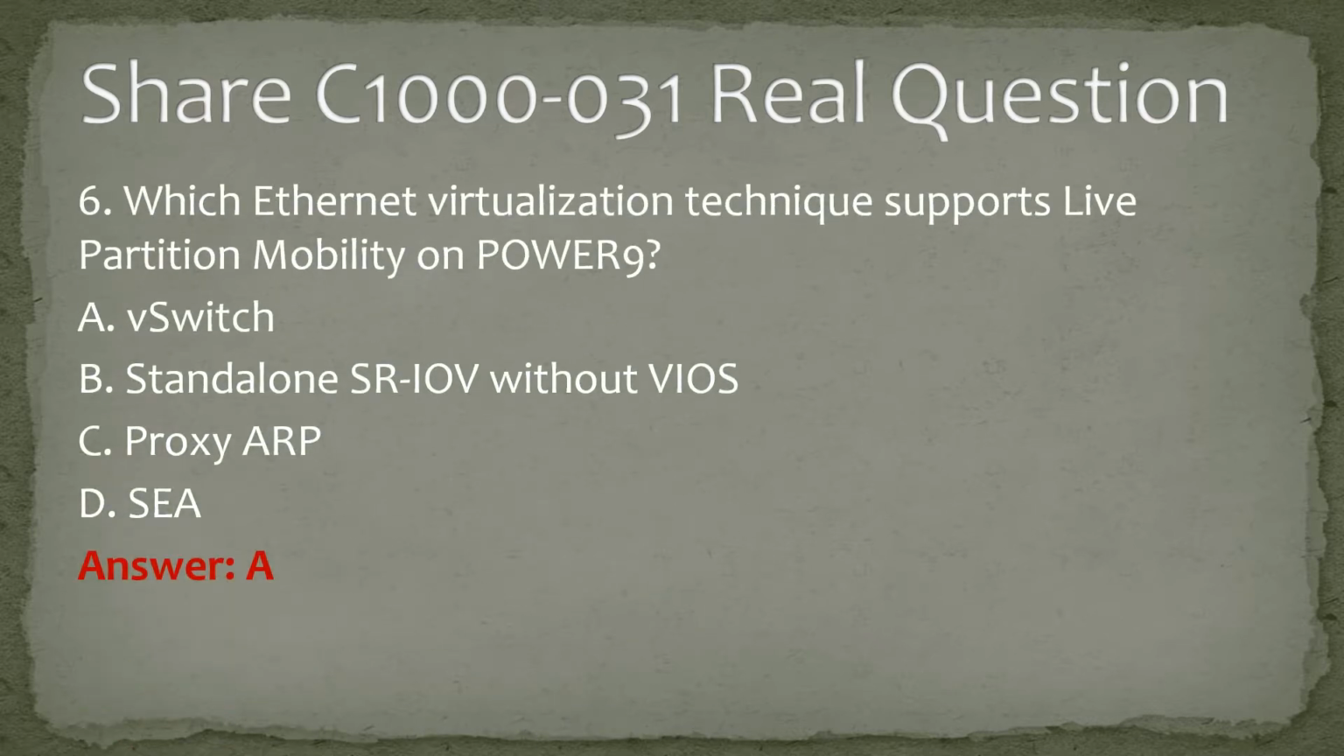6. Which Ethernet virtualization technique supports live partition mobility on POWER9? A. vSwitch. B. Standalone SR-IOV without VIOS. C. Proxy ARP. D. C. Answer: A.